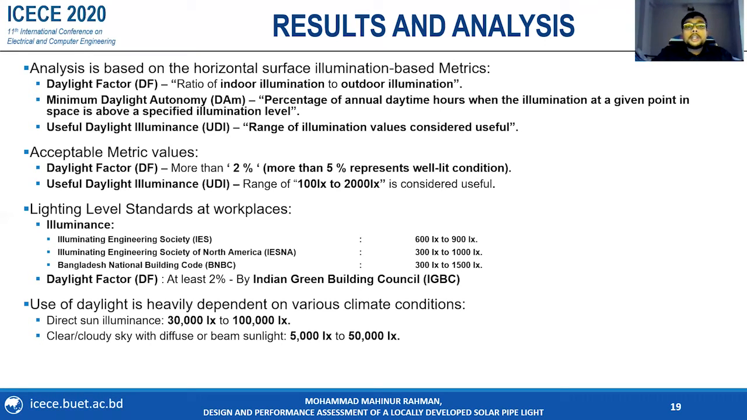According to Illuminating Engineering Society, we see that the range of illuminance acceptable is 600 lux to 900 lux, but for Bangladesh National Building Code it's 300 to 1500 lux, and for Illuminating Engineering Society of North America it's 300 to 1000 lux. And for the daylight factor, we have considered an acceptable value of above 2%. Above 5% is considered as a well lit room.